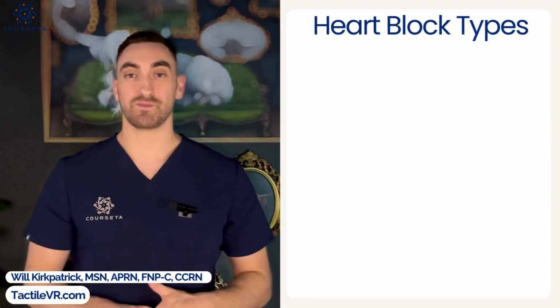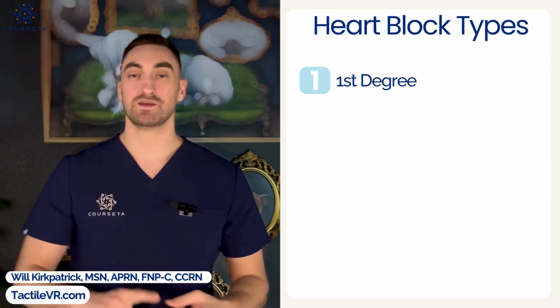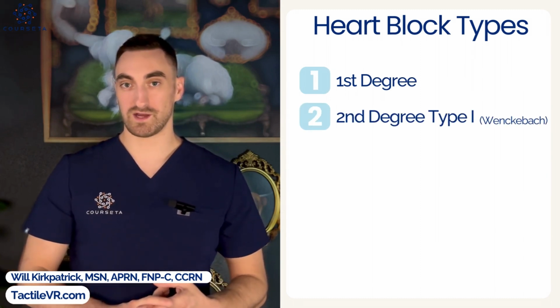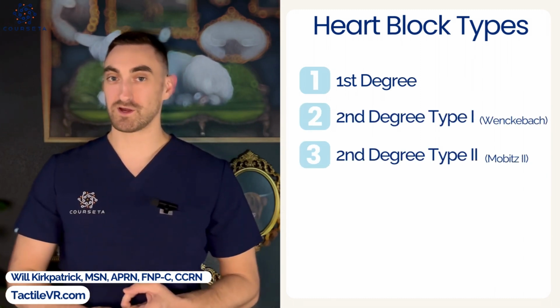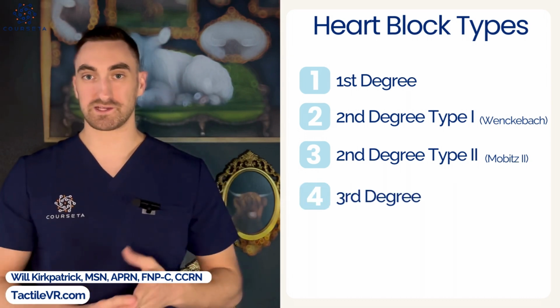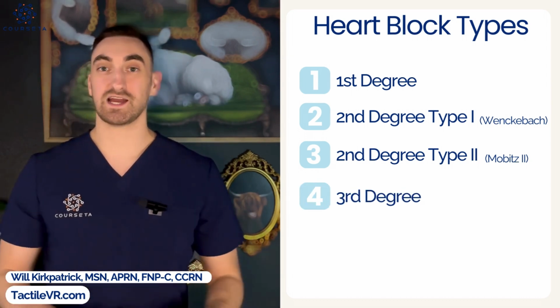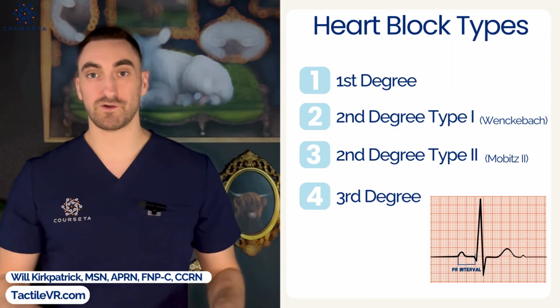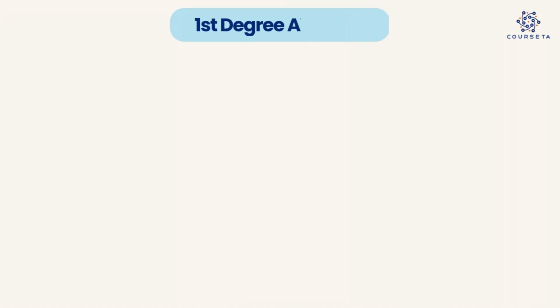So your options with heart blocks are first degree heart block, second degree type 1 heart block, second degree type 2 heart block, and third degree heart block. So there are 4 options. Once again, guys, I want you to only look at the PR interval when you know it's a heart block. So let's get right into it.